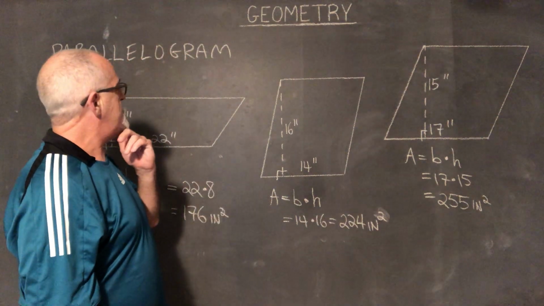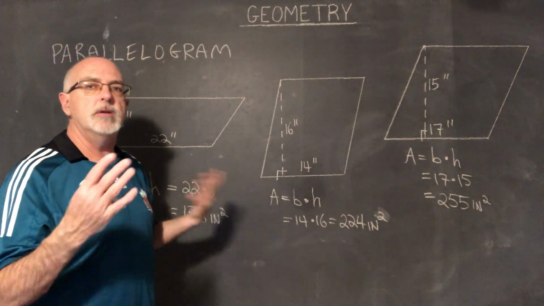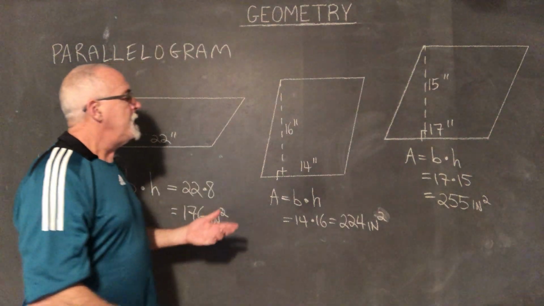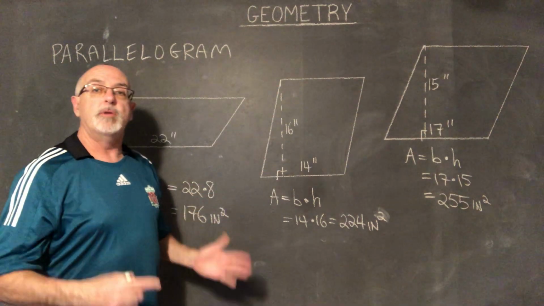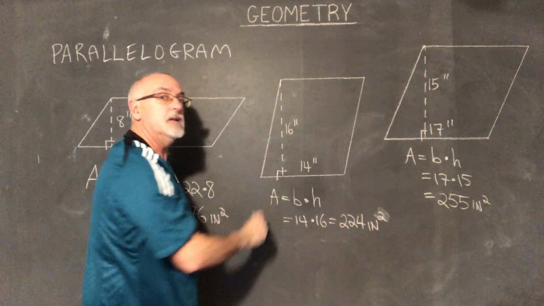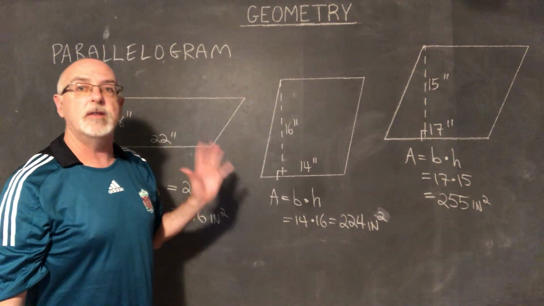Okay, so the perimeter is going to be the total of the four sides, and we can't use that formula with 2 times the base plus 2 times the height, because in the parallelogram, the height is not part of the perimeter. Perimeter means around the outside edge. This dotted line isn't around the outside edge. It's cutting through the inside of the shape.